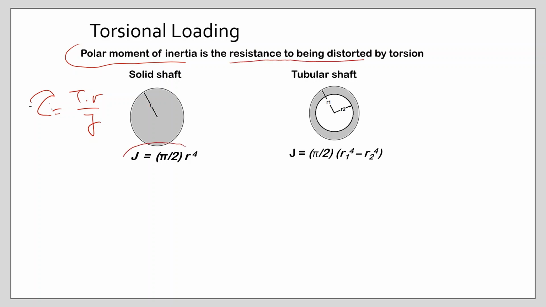So we have to use this simple formula to calculate the polar moment of inertia, and using a tubular shaft is very common. Why? Because in torsion only the outer layers carry high stresses, so when you use a tubular shaft, the resistance to being distorted will not change too much, but your weight will be smaller.